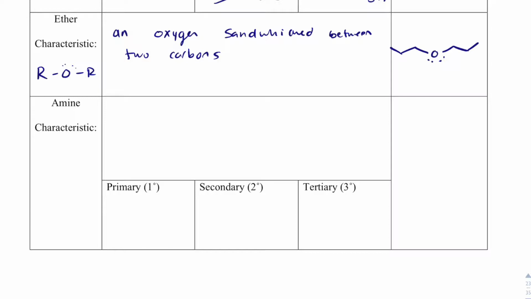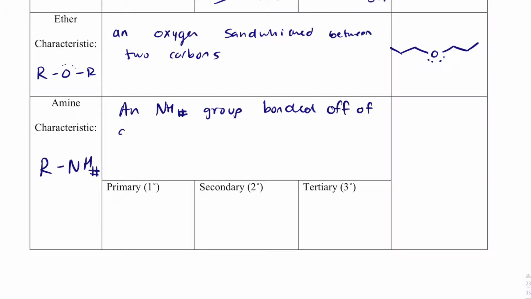Okay, an amine group is going to be some R group with an NH, and the H might be there or it might not be, we'll see, but it's going to be an NH group bonded off of a carbon chain. So we could get something like this, and what we want to remember is that nitrogen is going to form 3 bonds, so if I'm looking at this N right here, it only has 1 bond, so I'm going to need 2 H's and a lone pair.